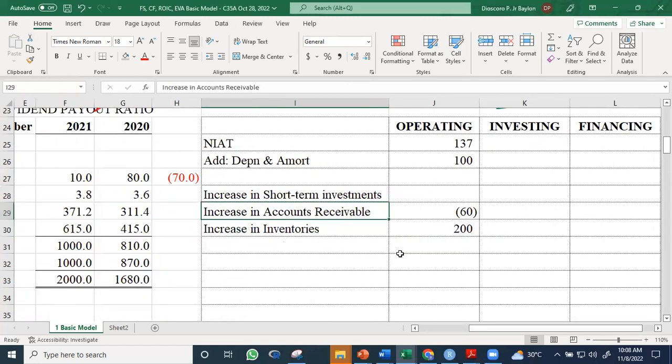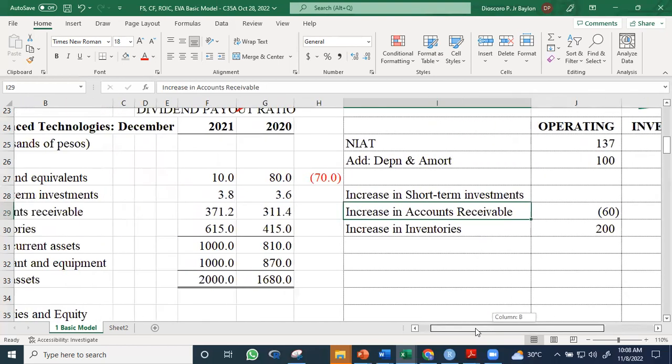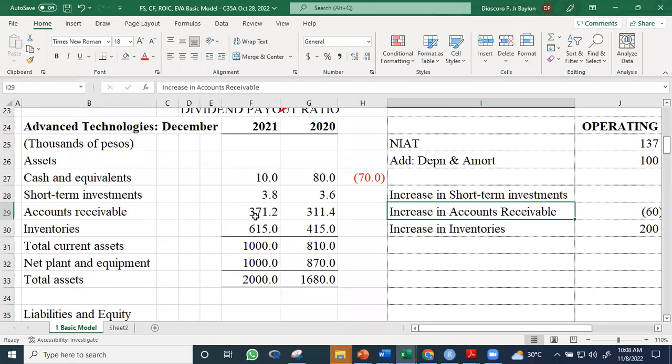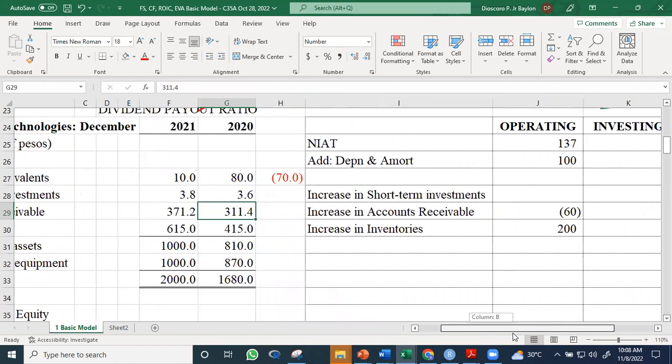So for this one, class, an increase in accounts receivable does not mean an increase in cash. It only means that the company was able to sell more. However, where's the cash? It has not been collected. In effect, the company produced the goods, they spent cash for that, and then they sold it on account. So there was an increase of 60.